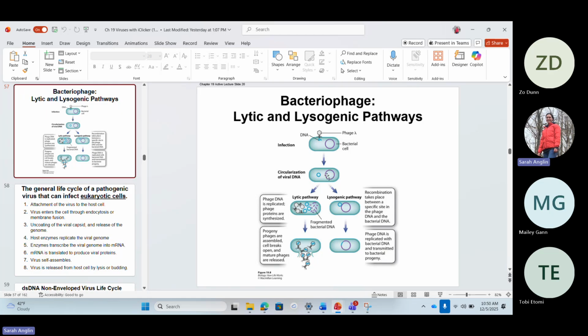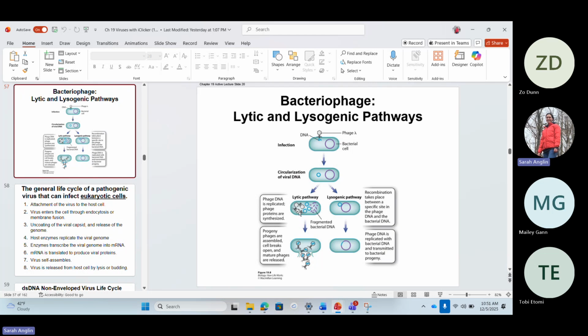And then two things can take place. Either it can go the lytic pathway or the lysogenic pathway. In the lytic pathway, that genome is immediately going to be replicated, and it's going to go through the process of transcription and translation to produce lots of viral proteins. So you have lots of viral genomes, lots of viral proteins, and then they're going to self-assemble spontaneously.